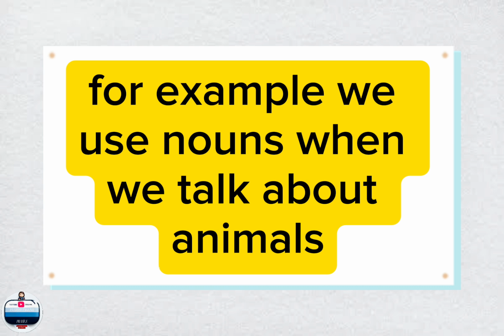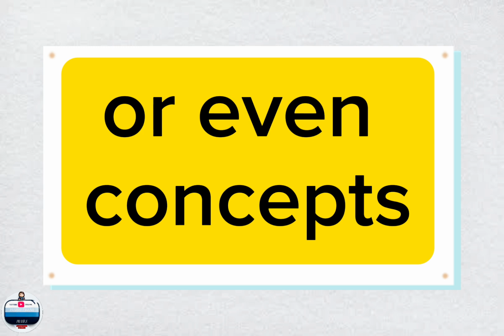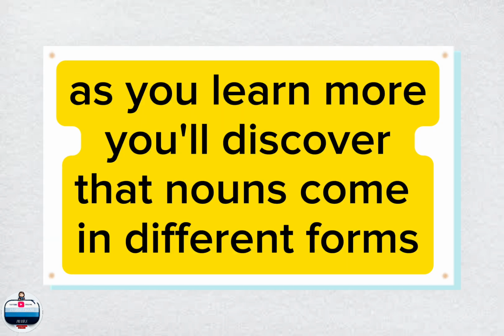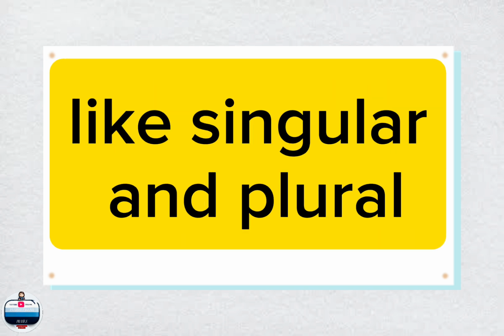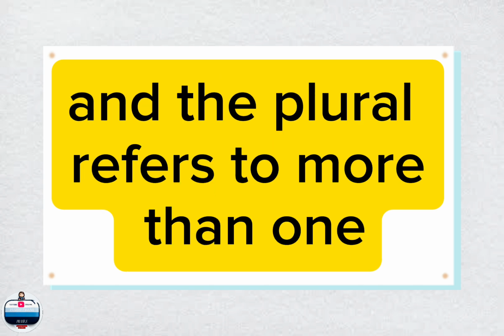For example, we use nouns when we talk about animals, objects, places, or even concepts. A person might say, dog, book, or school, and each of these is a noun. As you learn more, you'll discover that nouns come in different forms, like singular and plural. The singular noun refers to one thing, and the plural refers to more than one.